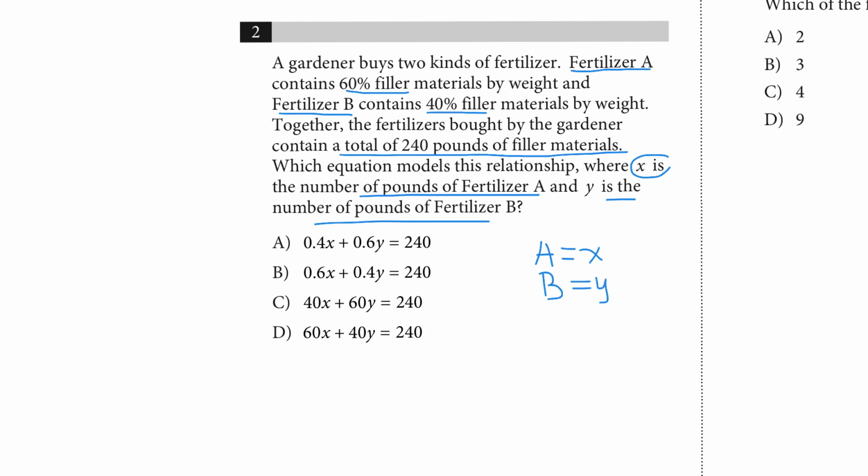Okay, so if we go back to the problem here, it says that A contains 60%. So you're going to have 60% of X, and B is 40%, so plus 0.4Y. That's 40%. And this has to equal 240. That's the total amount, 240 pounds. So if we look at the answer choices, A and B look similar, but in this case, 0.6x is right here, 0.4y is right here, and that equals 240. So the answer has to be B for problem number 2.